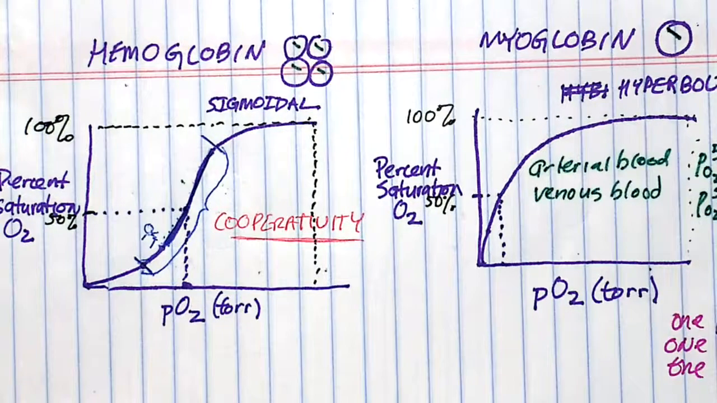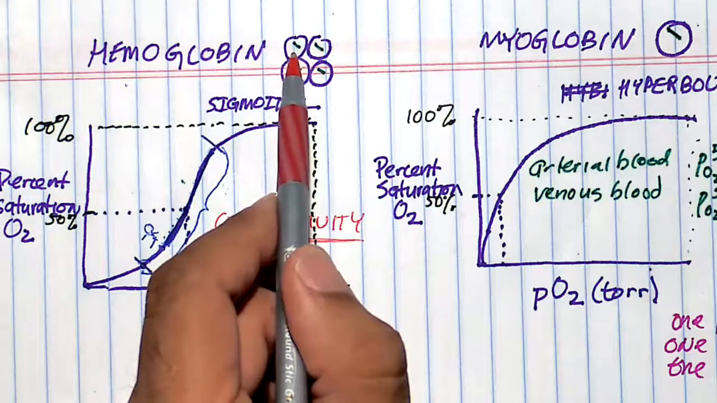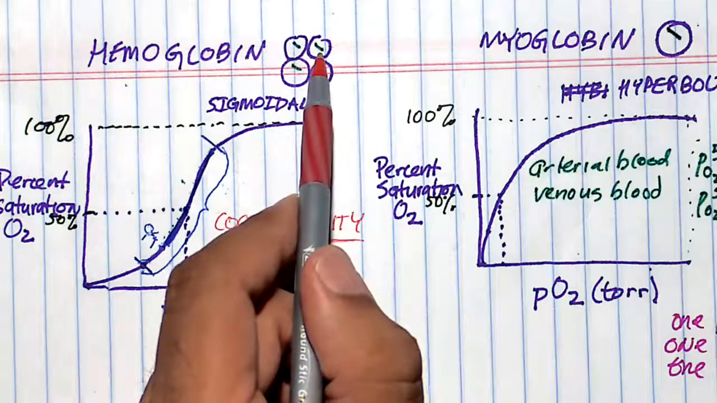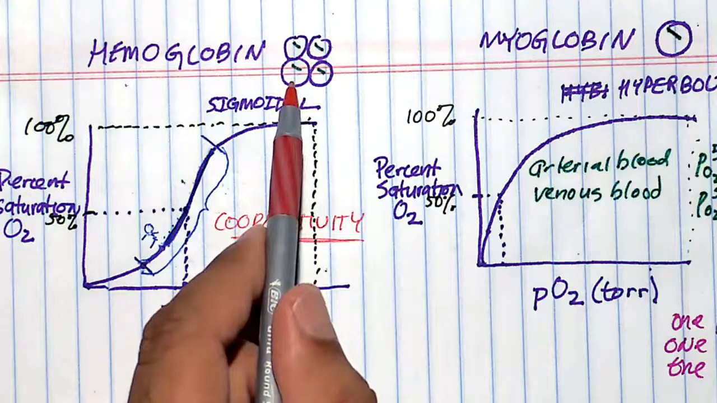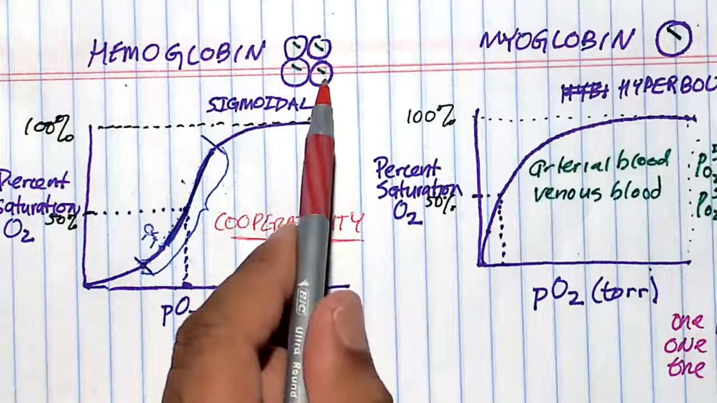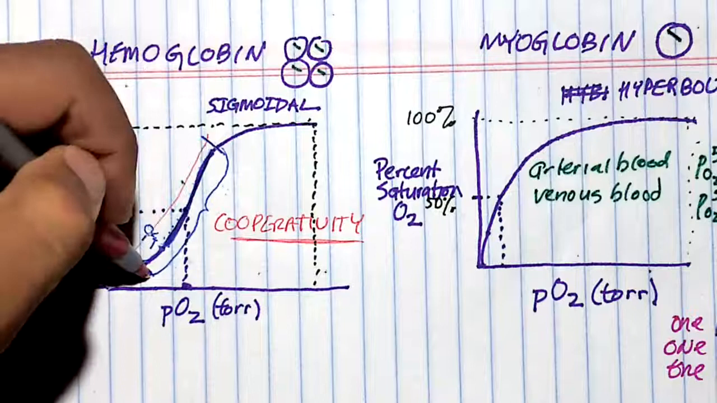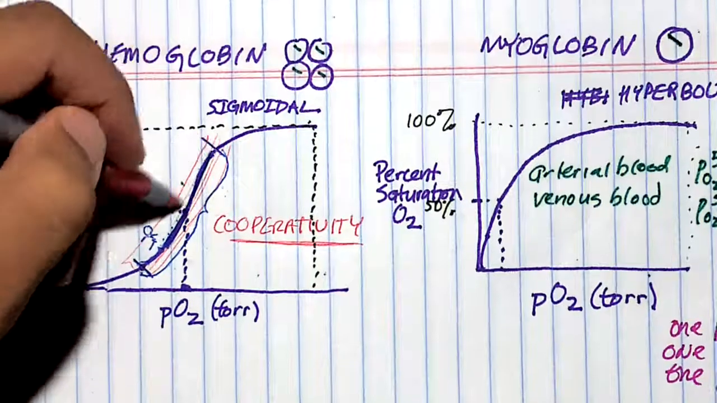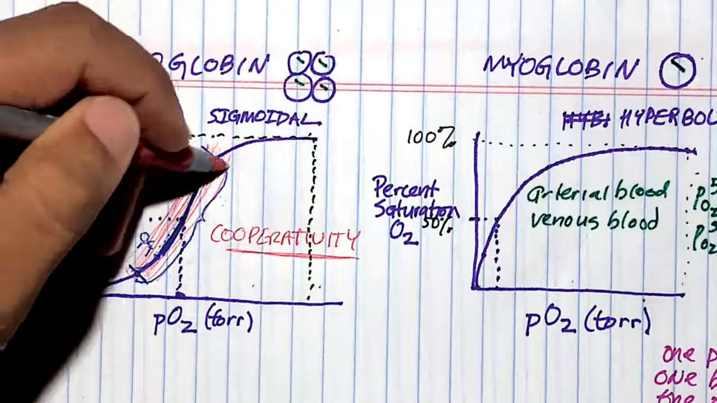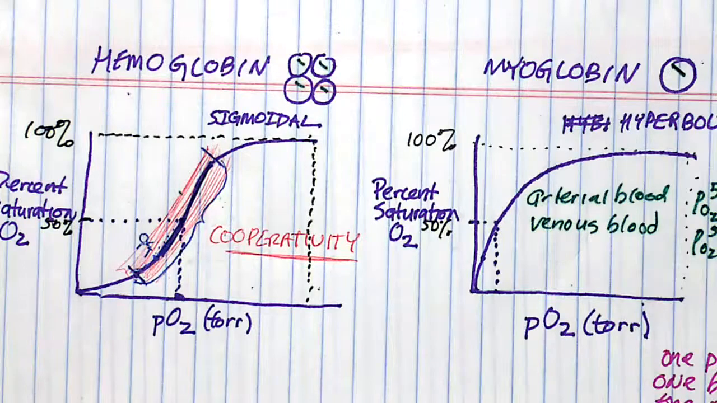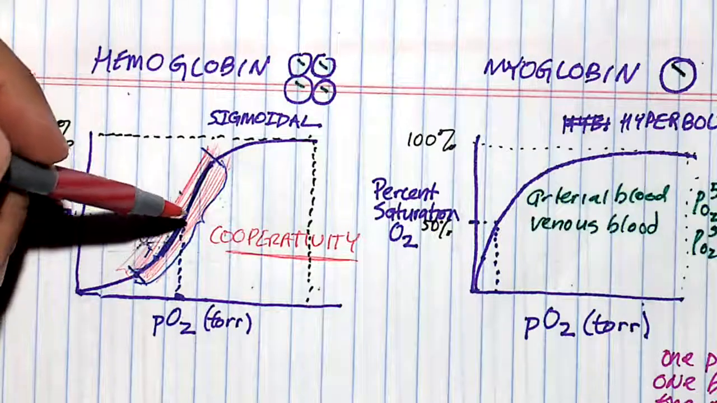Cooperativity. That is, the first oxygen molecule binds to one hemoglobin molecule. The second one binds with greater affinity. It becomes even easier for the third oxygen molecule to bind. And by that time, the fourth oxygen molecule, it's very easy. The affinity is very high. That is what this region of the sigmoidal curve is actually telling you. It's telling you that the oxygen binding affinity increases as the first oxygen binds, the second oxygen binds easier, the third oxygen binds even easier, the fourth oxygen binds the easiest.